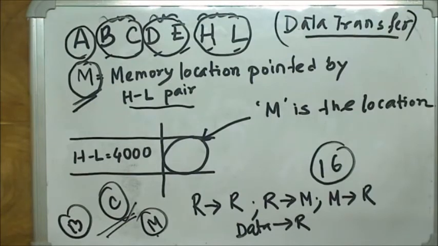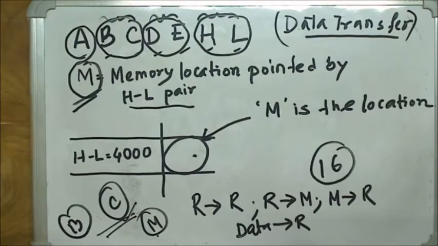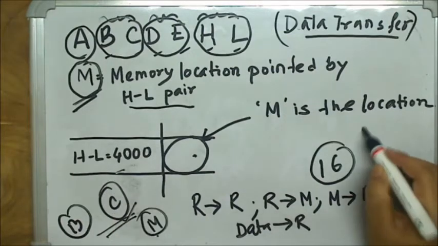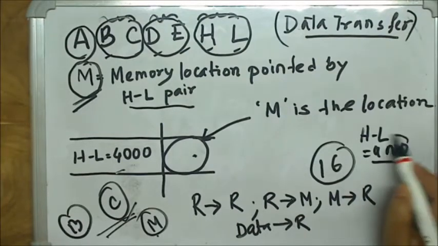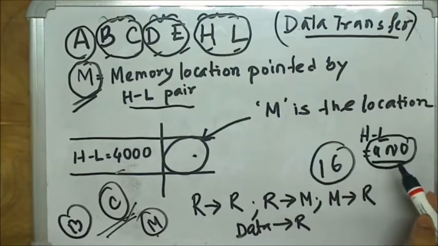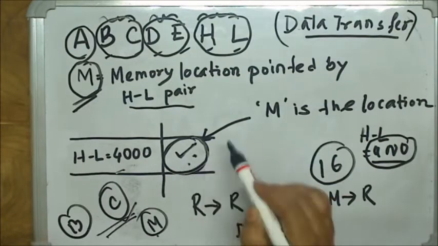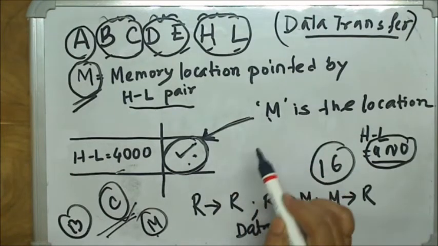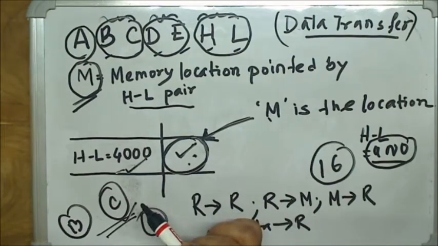Clear? Now, if you put something into M, it doesn't go to a register. It goes to a memory location whose address is given by the HL pair. Suppose in this example, I have initialized the HL pair as 4000. So this 4000 will act as an address, and whatever data is present in memory location 4000, that will act as M. So M is the memory location which is pointed by the HL pair. Of course we will discuss this in detail as we see the instructions.